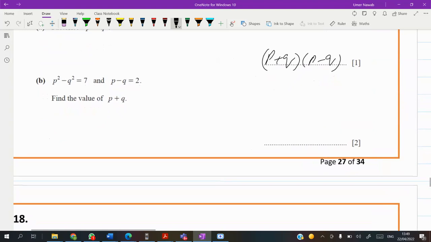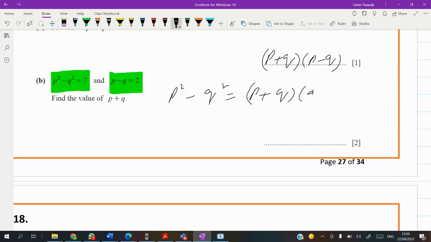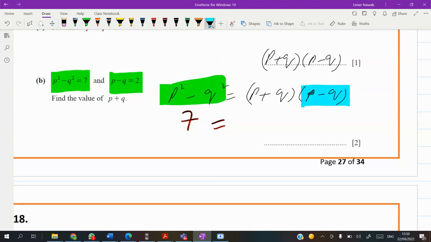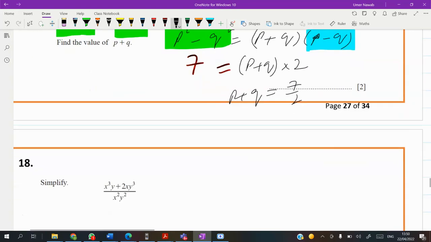This question was tricky for some students because he said that p squared minus q squared is 7 and p minus q is 2. Look, we remember p squared minus q squared is equal to p plus q and p minus q. He said that this thing is equal to 7. Write it here. And he also said that this is equal to 2. So I want to make p plus q the subject. So guys, can I send the 2 to the other side? So 7 over 2 is the answer for our p plus q, which is 3.5.